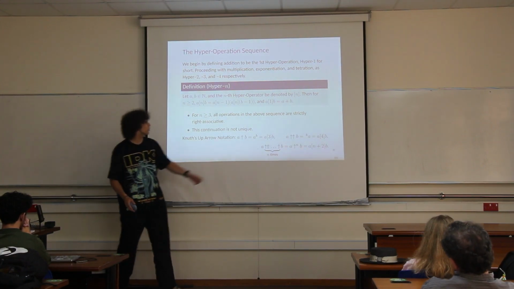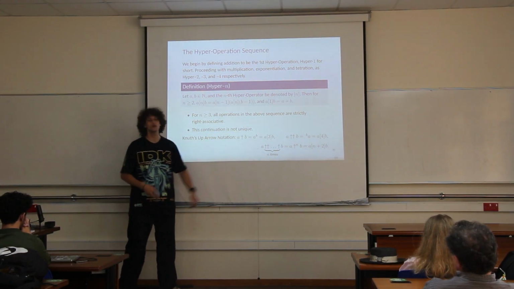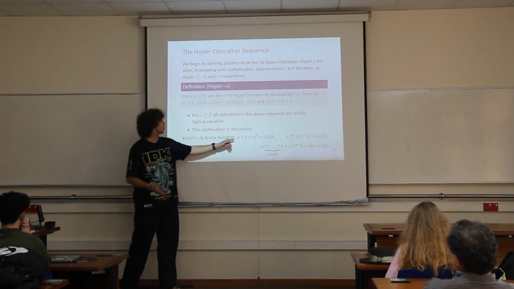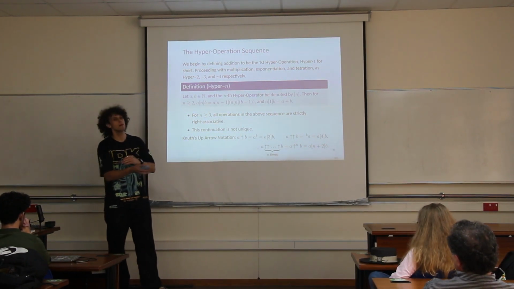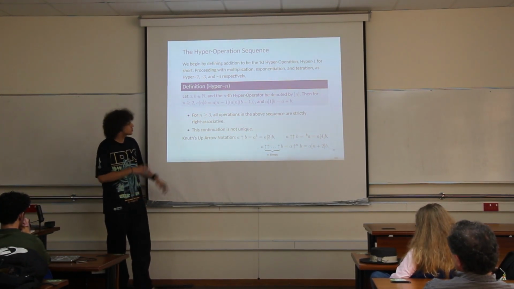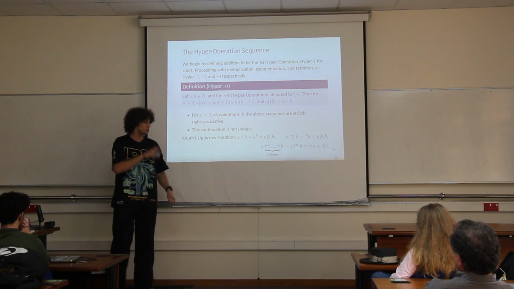And the reason for this is, of course, because one arrow gives you exponentiation, right? So, you know, that's why n plus 2 for n many arrows. So that's just Knuth's up arrow notation. I wanted to mention it as an aside.